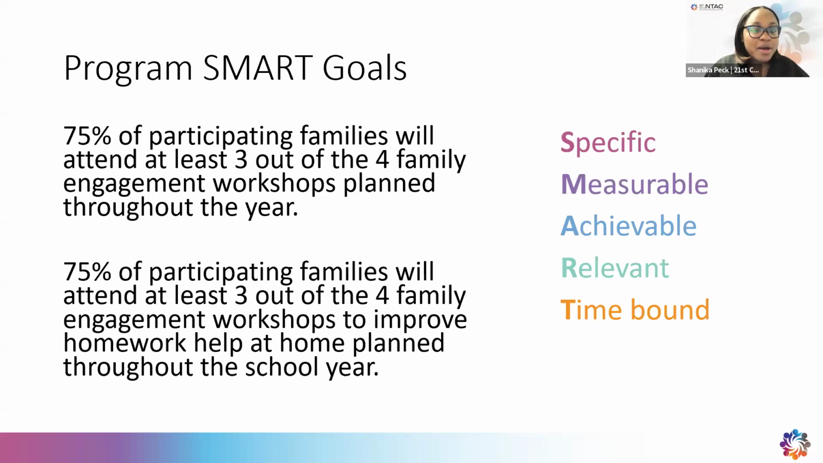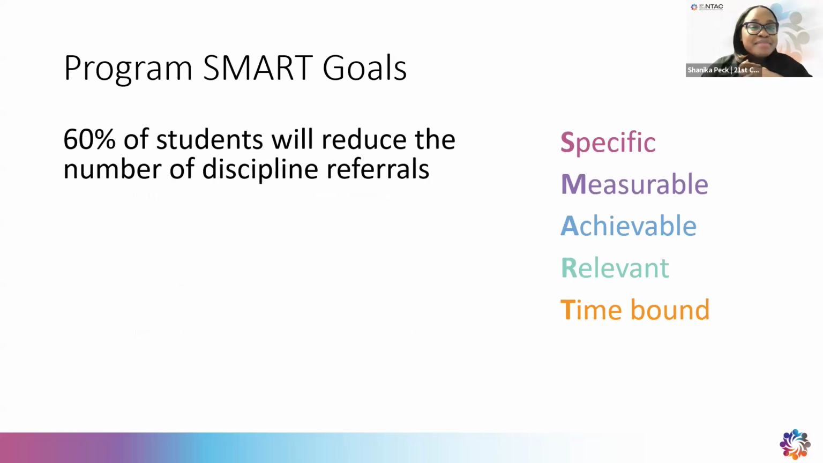And then we're also talking about how or what types of activities we can actually implement here, right? So here's another one. You all let me know, is this an ideal SMART goal? 60% of students will reduce the number of discipline referrals. Nope. I agree, right? There are a number of things missing here, right?